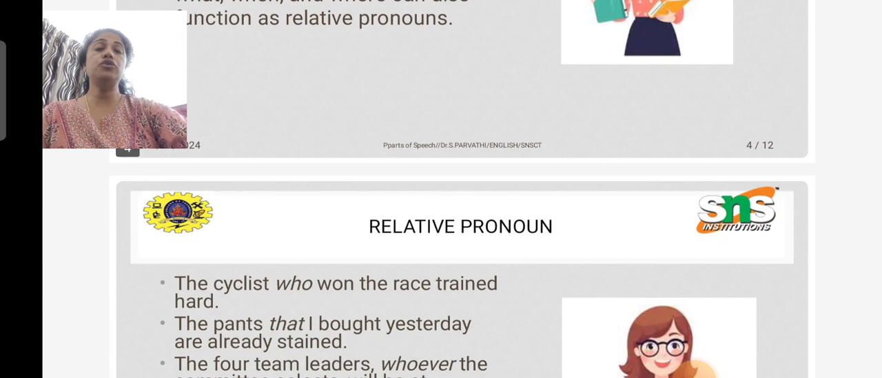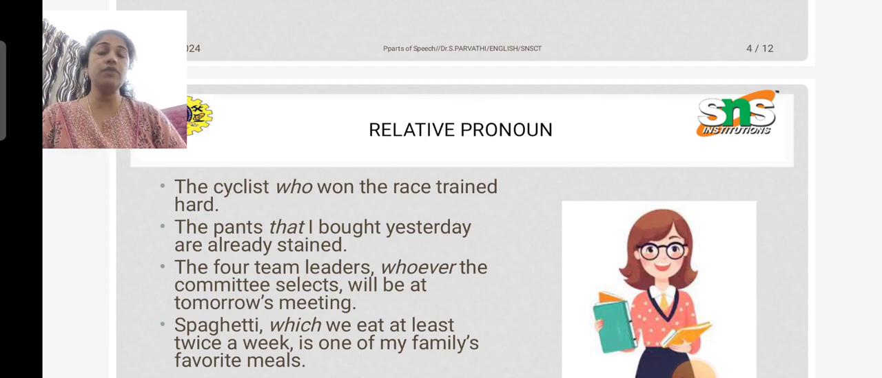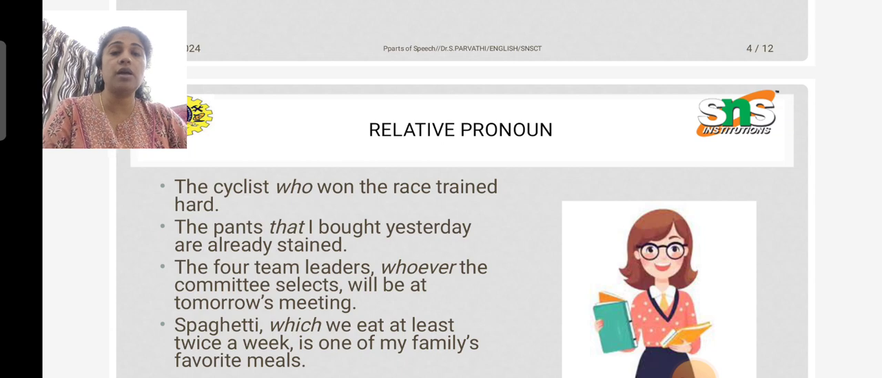I already told you these are words we use every day in our everyday conversation, but we have no idea which pronoun those words come under, right? Okay, so look at this. Who, whom, what, where, that, which all come under relative pronouns.